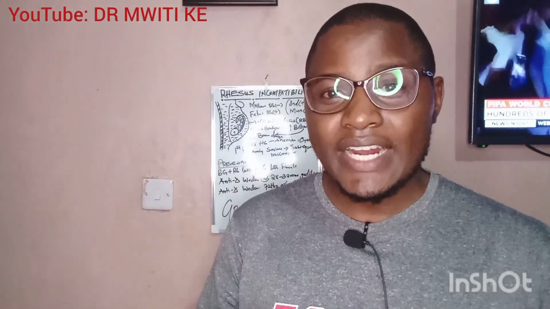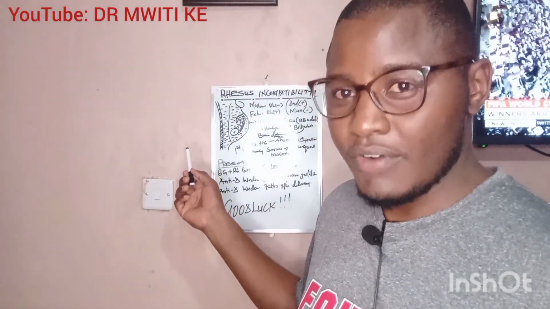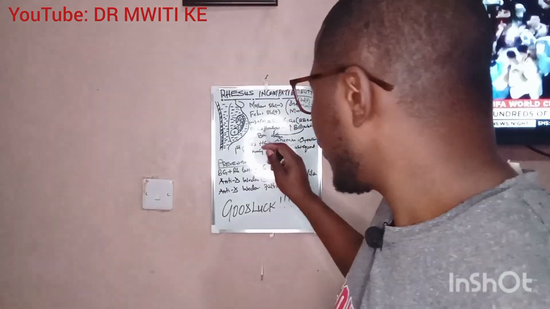Now, majority of women have been experiencing recurrent miscarriages now and then, not because they have any other problem, but because of this condition. All right? So, for you to be on the safer side, when you get pregnant, make sure that you know your Rhesus. If you have gone into the hospital and you have been told that your blood group is B positive, B is the blood group, but positive is the Rhesus.